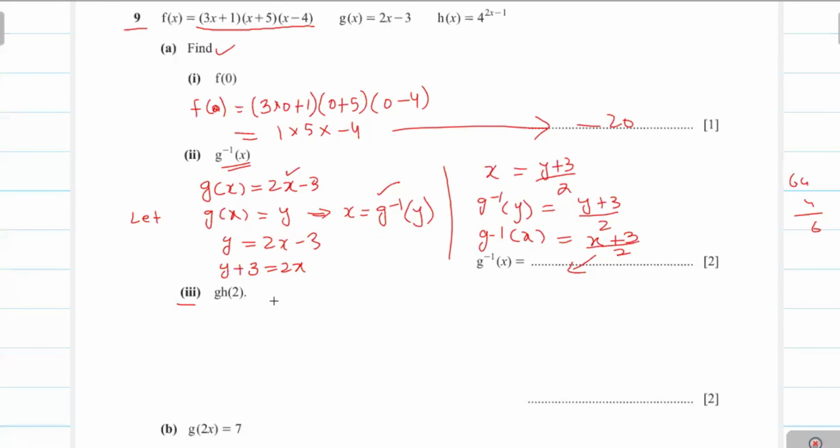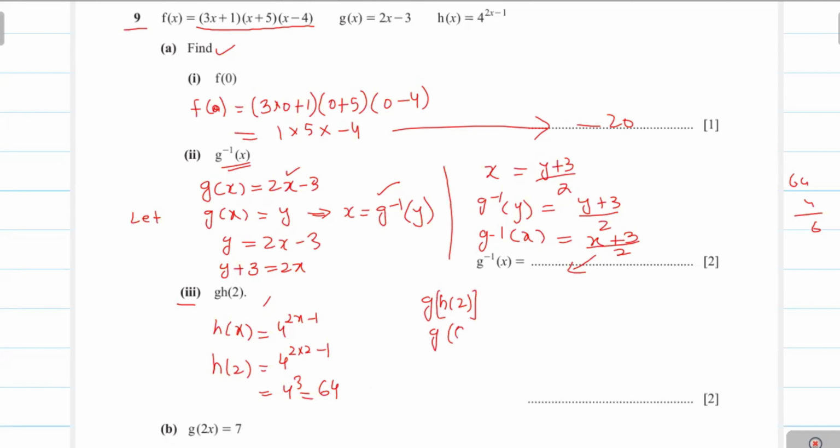Part third, gh of 2. Firstly, we calculate h of 2. You see here h of x equal to 4 power 2x minus 1. Therefore, h of 2 will be equal to 4 power 2 multiply 2 minus 1. We replace x by 2. Therefore, we get 4 power 4 minus 1, which is 4 power 3. This will be equal to 64. Therefore, gh of 2, we can write it as g of h of 2, and the value of h of 2 here is 64.